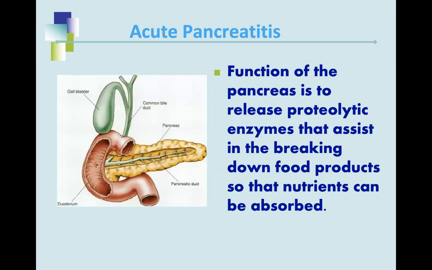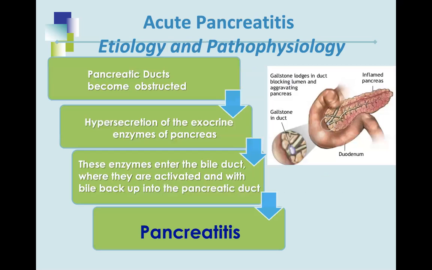Now, how does this pancreatitis occur? If you recall the functions of the pancreas from your physiology knowledge, it secretes proteolytic enzymes which assist in the digestion of proteinaceous food. So which enzyme is it? It is trypsin, chymotrypsin, which is converted into trypsin and then it digests the food.